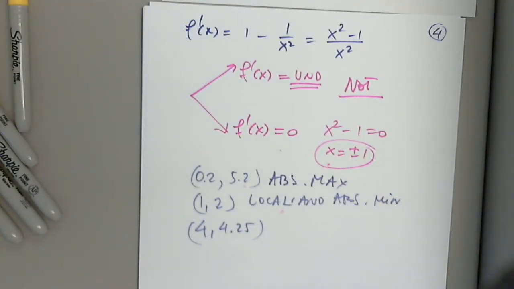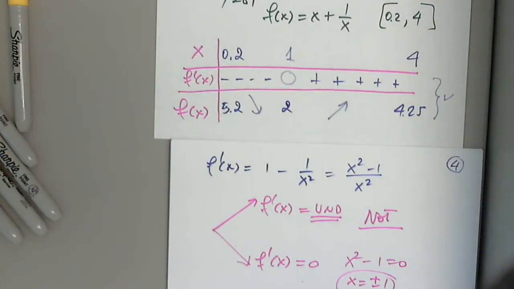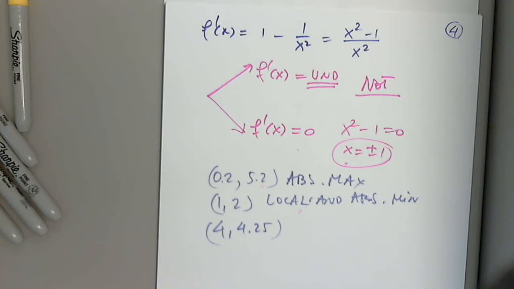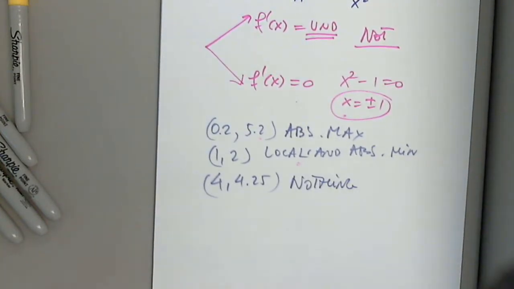Yes, Braden, go ahead. Why is it a max when it's decreasing? Because it has to be decreasing from somewhere. It's decreasing from 5.2 to 2 and then increasing to 4. Okay. You see that? 5.2 for the y value, decreasing to 2 and increasing to 4. Better? Perfect. What can we say about 4 comma 4.25? Nothing. Nothing when it comes to max min.